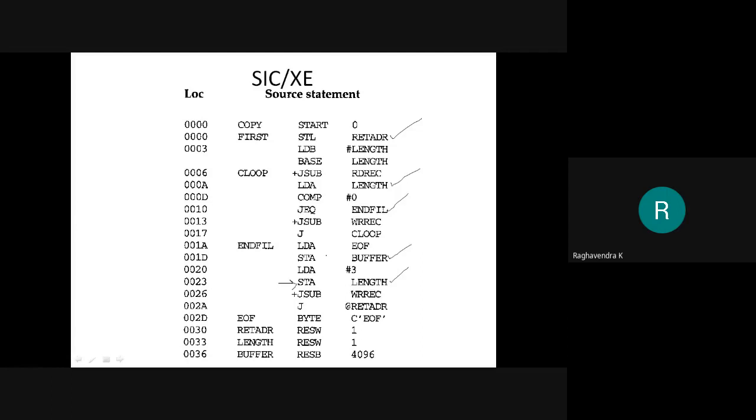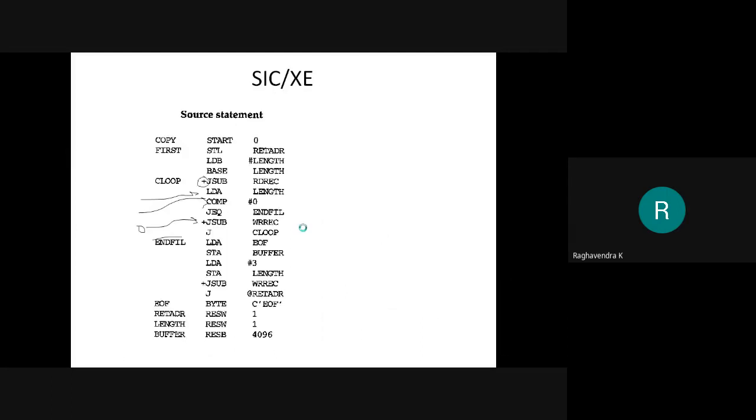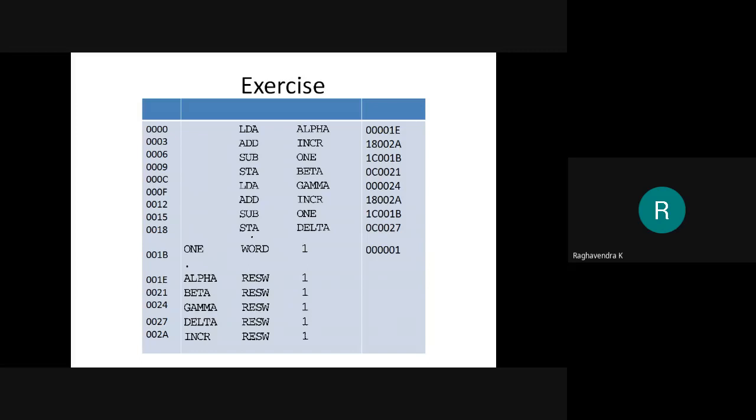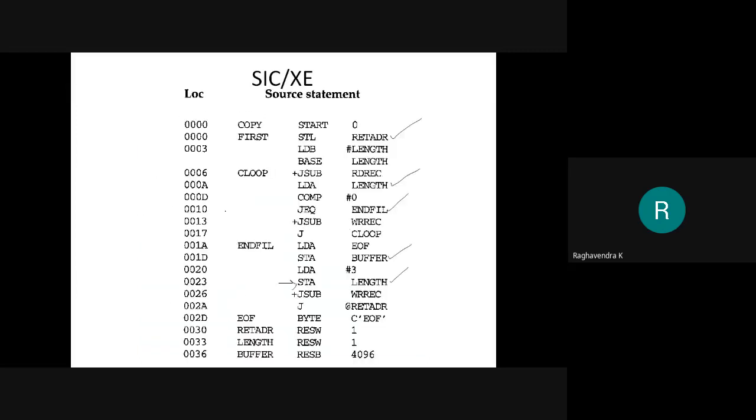What is the value of STA? Let us check. I think STA value is 0C, right? So STA is 0C. And length is 0033. Okay, so this is STA, this is length, right? So now we need to assemble this instruction.